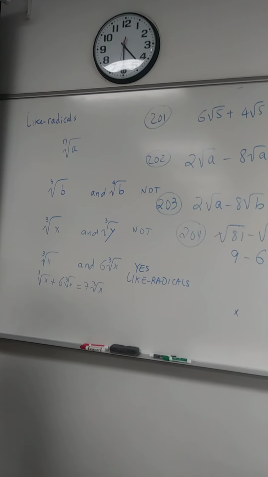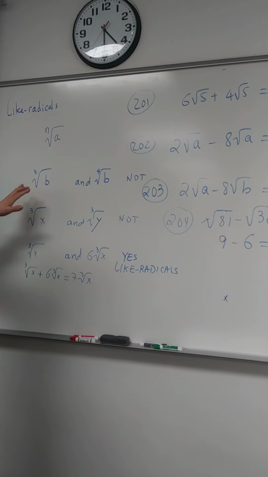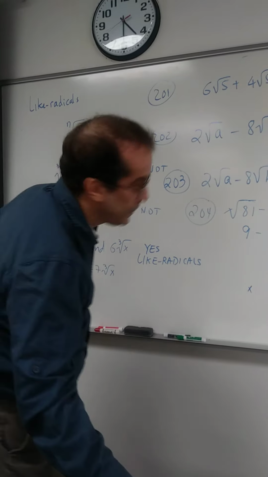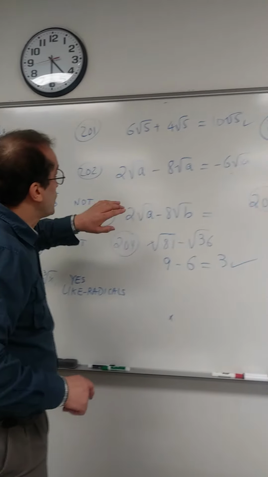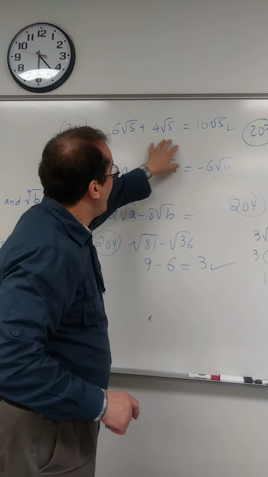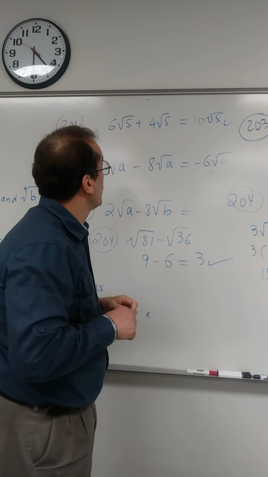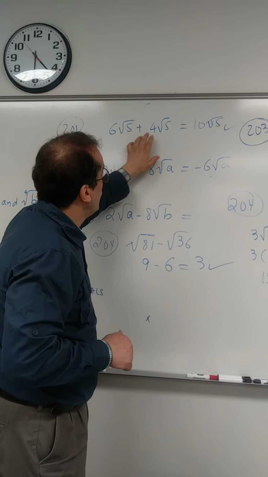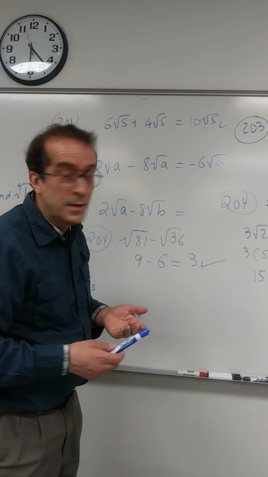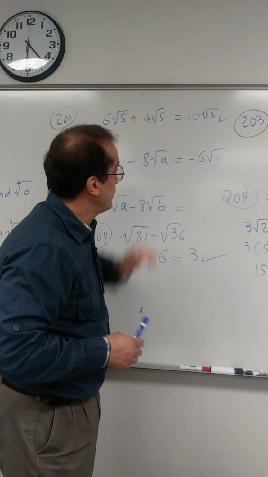Okay, we're going to concentrate on square roots. The same rules that apply to square roots apply to all radicals. Let's do this example first. 6 root 5 plus 4 root 5 are like radicals, and we can combine and add like radicals. So 6 root 5 plus 4 root 5 is like having 6 apples plus 4 apples. We can add 6 plus 4 apples, that will give us 10 apples, 10 root 5.